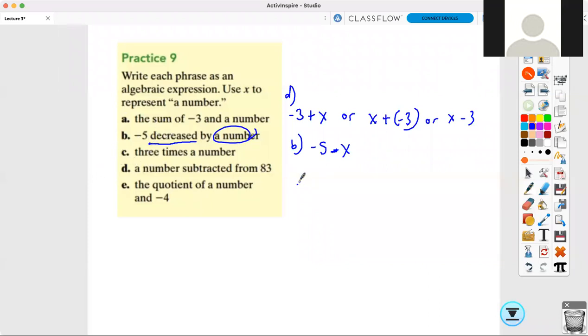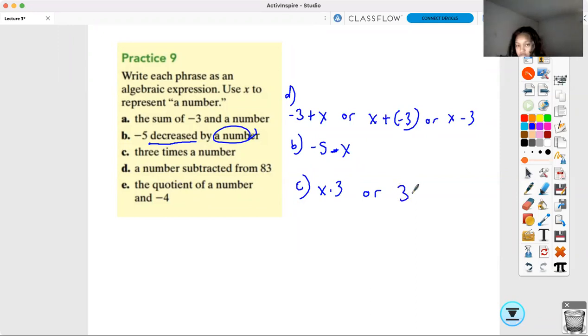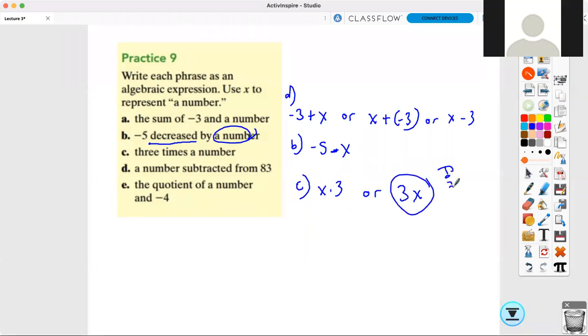Look at C. C says 3 times the number. I put x times 3. X times 3. Okay, you're not wrong, but what does x times 3 simplify to? 3 times x, which is just 3x. What about if I put x3? Is that the same thing or no? Not really. You could say it, but this is not formal. This is the formal one. You want the coefficient first, okay?